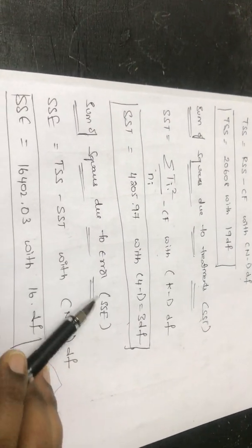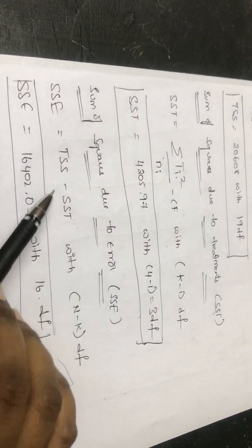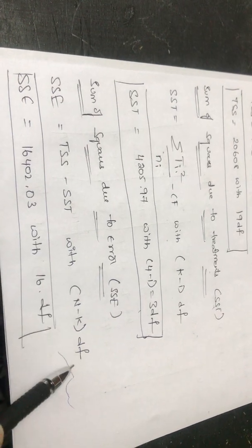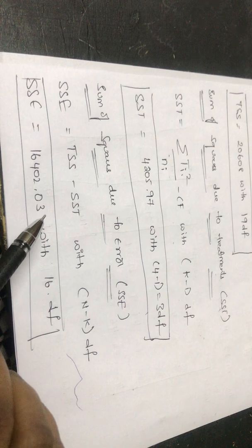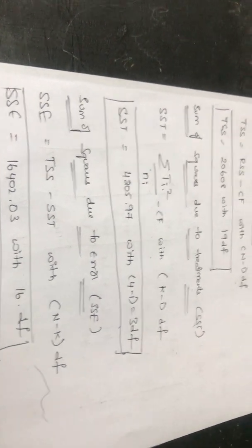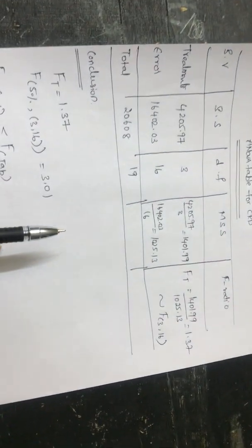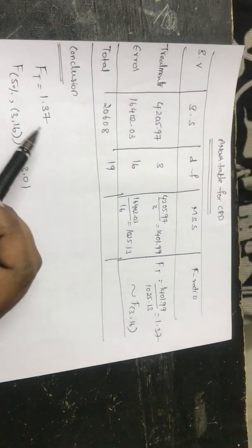Sum of squares due to error, SSE. SSE is equal to TSS minus SST, with n minus k degrees of freedom. So SSE is equal to 16402.03 with 16 degrees of freedom. After that we have to draw the ANOVA table. So this is an ANOVA table.